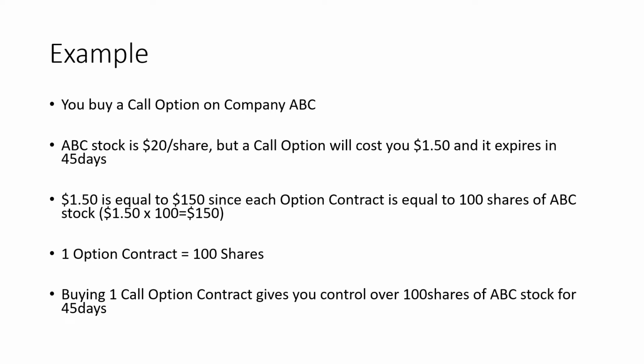And the reasoning behind that is because each option contract is equal to 100 shares of the ABC stock. So one option contract is equal to 100 shares. So that's $1.50 times 100, which equals, of course, $150.